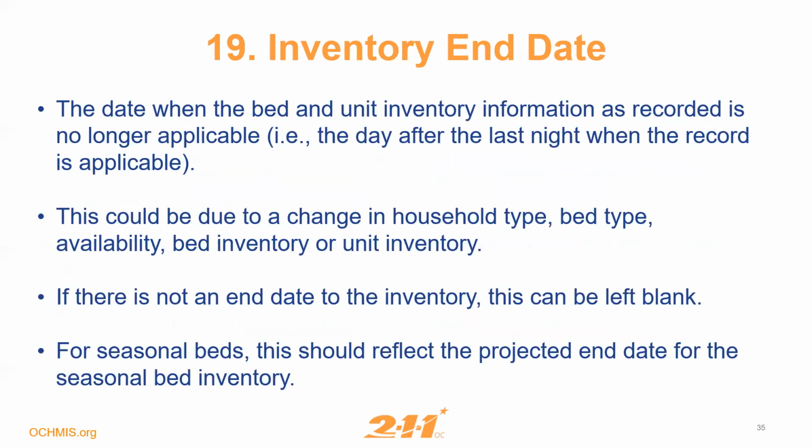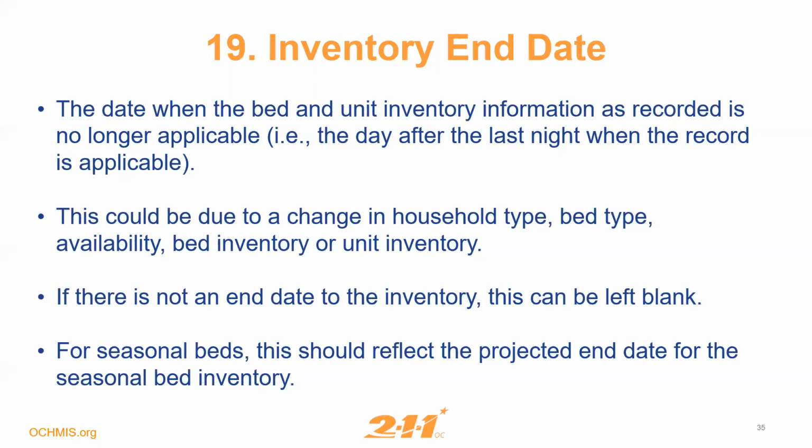So basically, if there will be any change to the information that you provide for the household type, bed type, availability, or inventory, and you know when that change is going to take place, then you would provide that as the inventory end date. However, oftentimes there is not an end date to the inventory, so that can be left blank. And for seasonal beds, it should reflect the projected end date for the seasonal bed inventory.